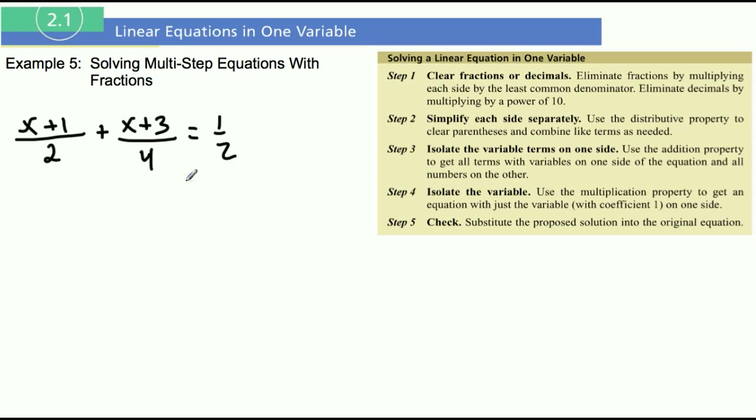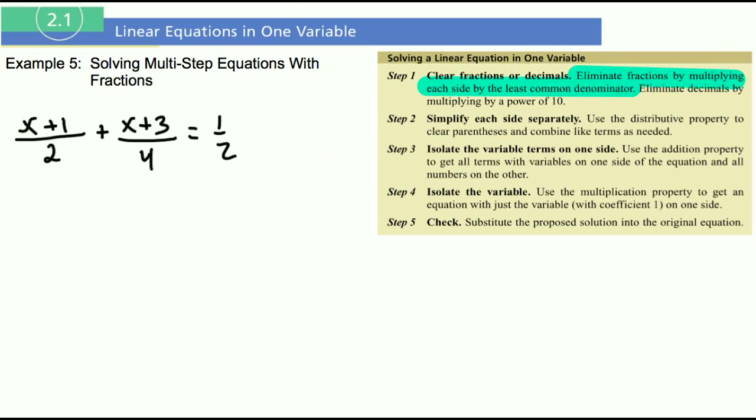We got this. All right, so first step, when we're solving multi-step equations, clear the fractions. Now, this one has fractions, so we're going to be able to do that. We eliminate fractions by multiplying each side by the least common denominator.